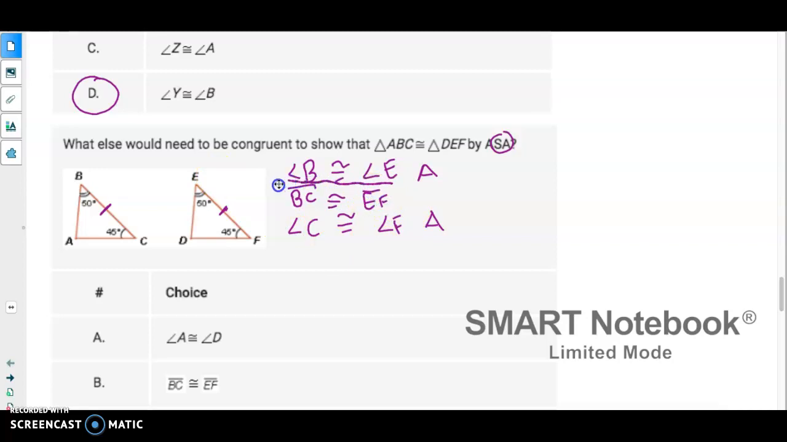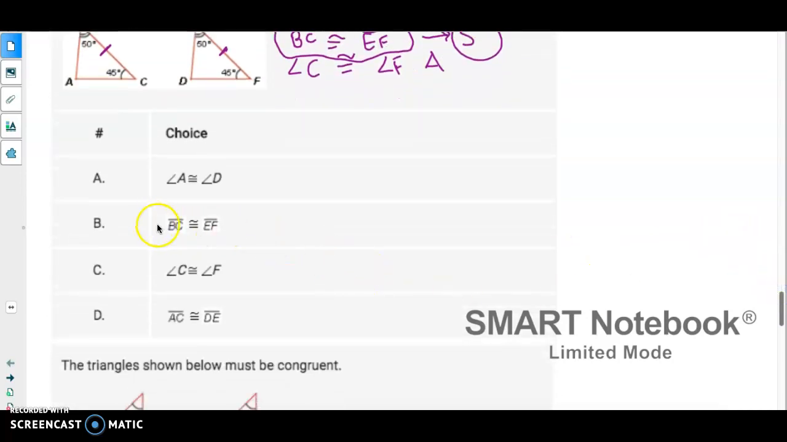So here would be our missing side congruency. So let's see where that would be. BC and EF, that would be B.